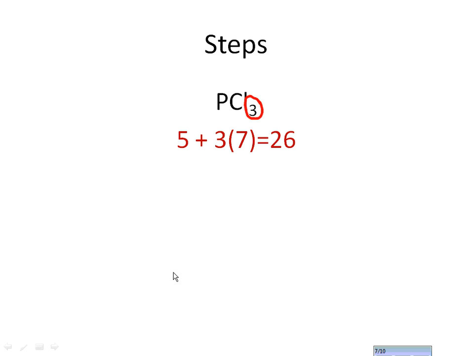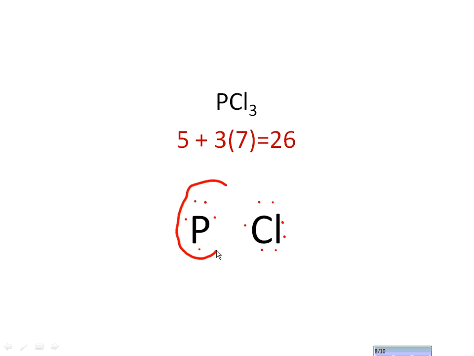this molecular compound. First thing we do is try to figure out which one is going to be our central atom. And our central atom is going to be the one with the most unpaired electrons. So let's do the Lewis dot for each one. Phosphorus has 5: 1, 2, 3, 4, 5. So it has 3 unpaired electrons. Chlorine has 7: 1, 2, 3, 4, 5, 6, 7. It has only 1 unpaired electron. So phosphorus is going to be our central atom since it has the most unpaired electrons.